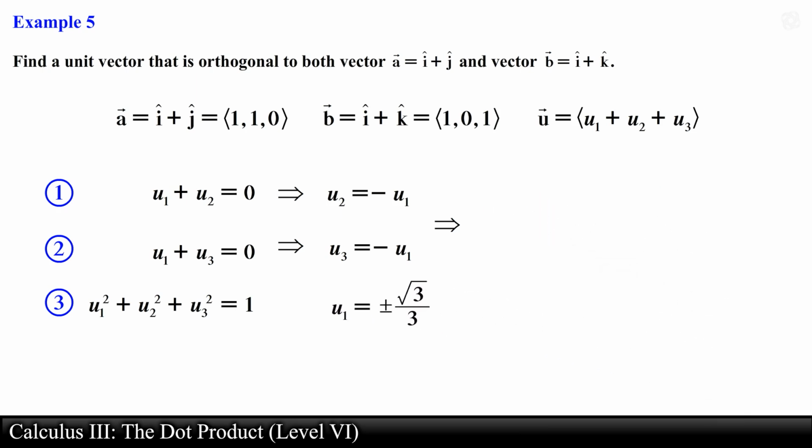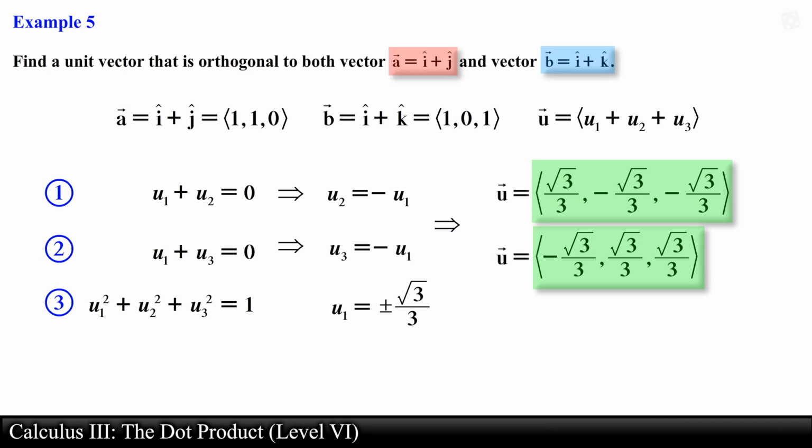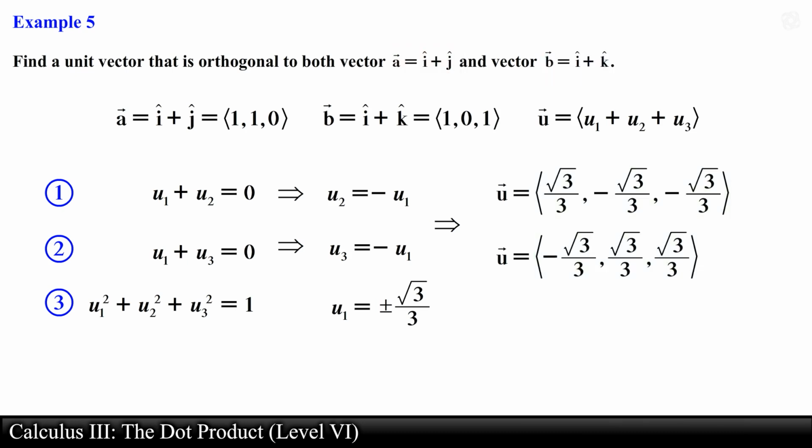Now let's use these values and find the values for u2 and u3. Notice that these components will also have 2 solutions. In the end, there are 2 unit vectors that are both orthogonal to vector A and vector B. Alright, in our next video, we will continue going over more challenging examples.